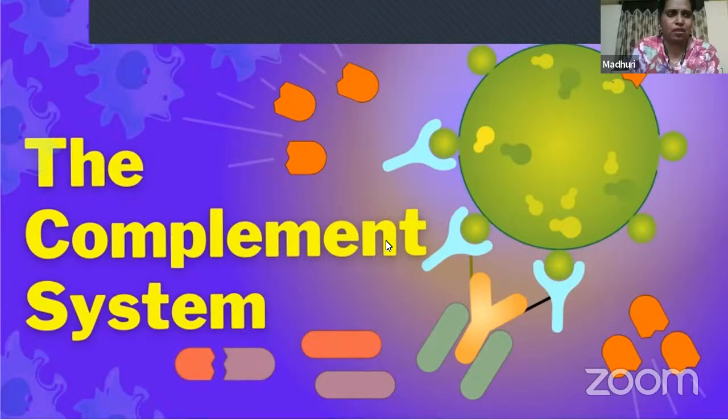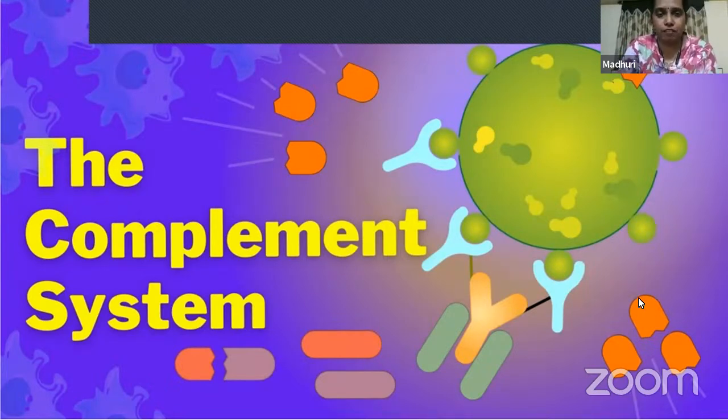Now you can have a doubt: madam, why are you saying it's an antigen and an antigen antibody complex? Well, the pathways in which the complement gets activated are different. So there are different pathways by which the complement gets activated. That's why I said it can be an antigen or an antigen antibody complex.